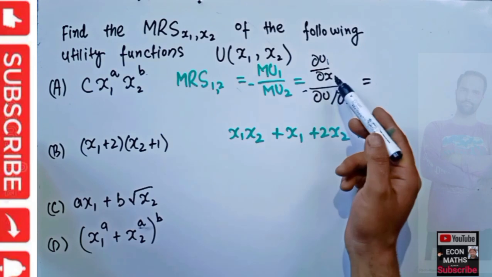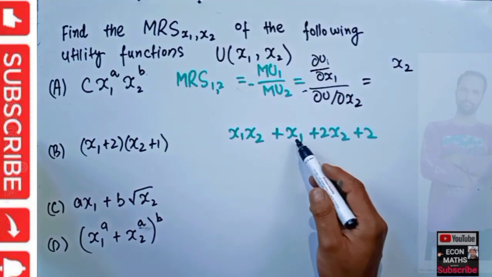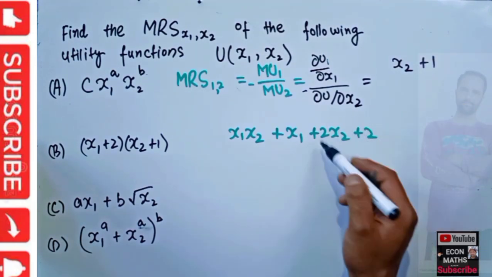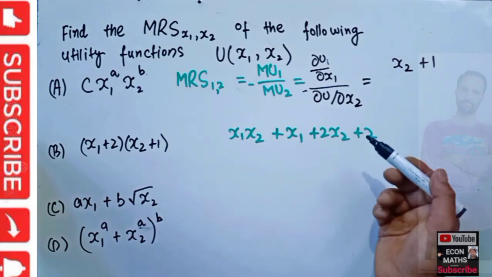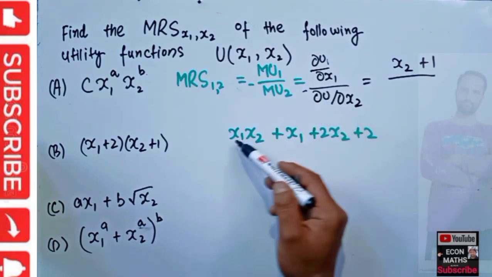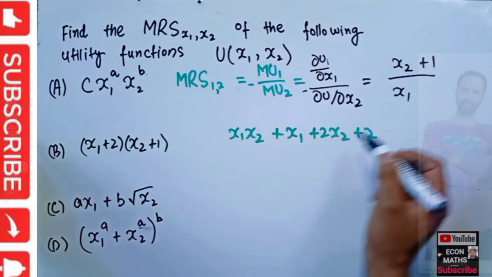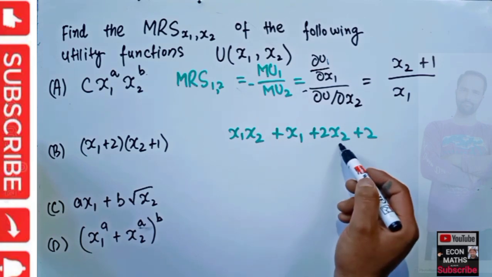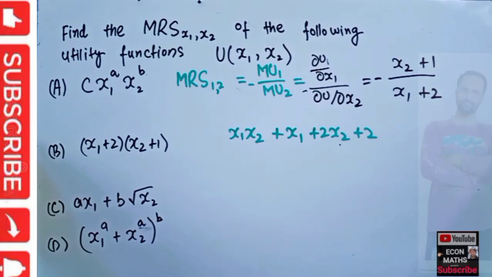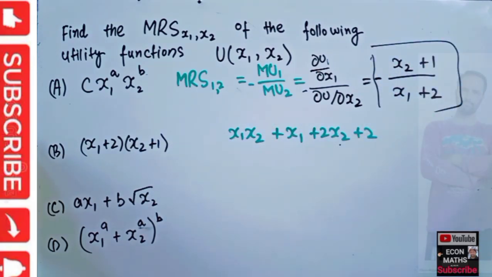Its partial derivative with respect to x1: derivative of x1 is 1, so we are left with x2, and derivative of x1 is 1 here, so we are left with plus 1. Since no x1 is involved in the last two terms, its derivative will be equal to 0, divided by the partial derivative of this utility function with respect to x2: derivative of x2 is 1, so we are left with x1, and derivative of this x2 is 1, so we are left with 2. This will be the MRS of the second utility function.